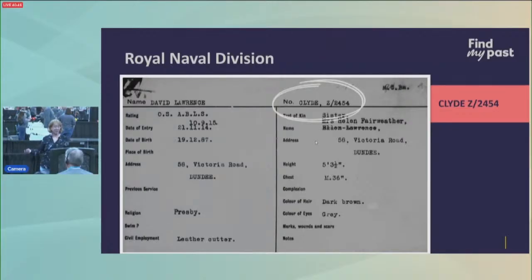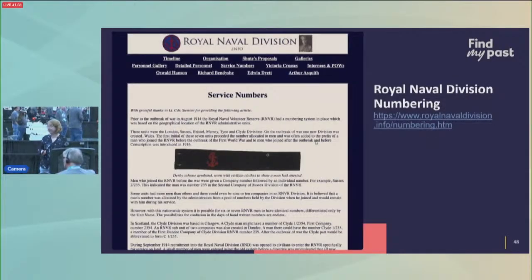Then the service number is 2454. It indicates the first company. So here, David Lawrence was the Clyde Division Z/2454. That's his full service number. If you want to learn more about Royal Naval Division numbering, and if you have a Navy guy, you really want to, go to this site. It's the best I have found that explains this whole system. For more details, reference the Royal Naval Division.info is the URL on this one. And they break it all down.